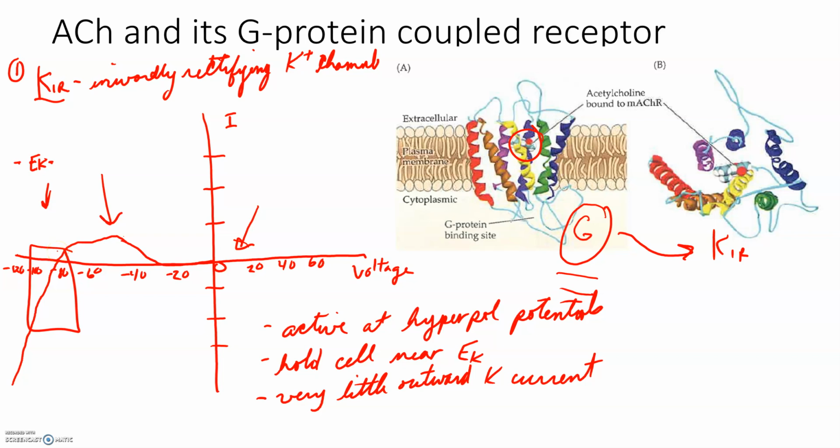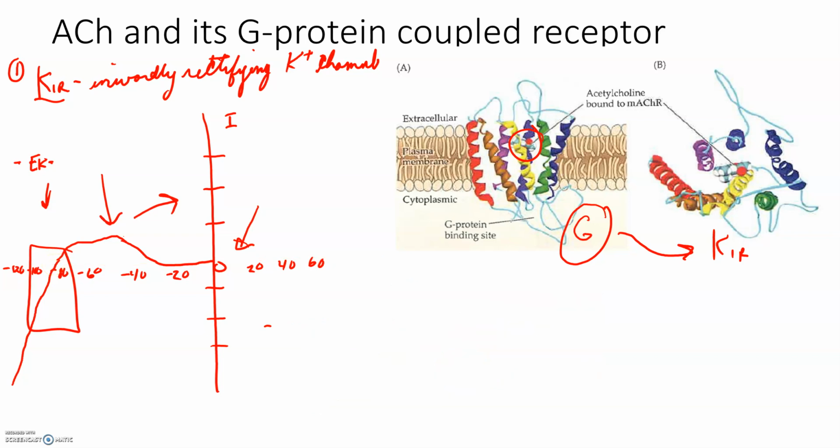So even if there are other voltage-gated channels that you would think would take the cell this way, as potassium would leave the cell and it would want to change its membrane potential towards the positive, that's not what happens, right? We get locked in here.